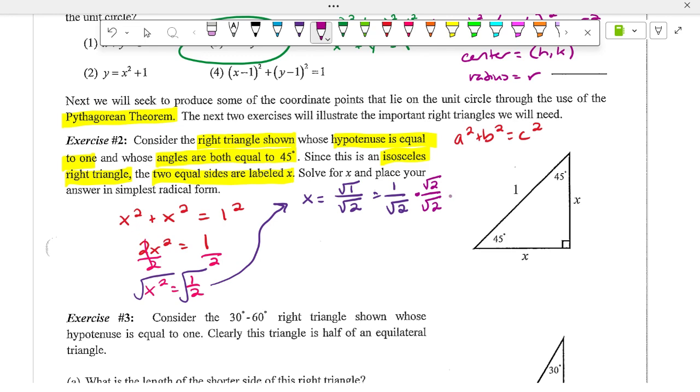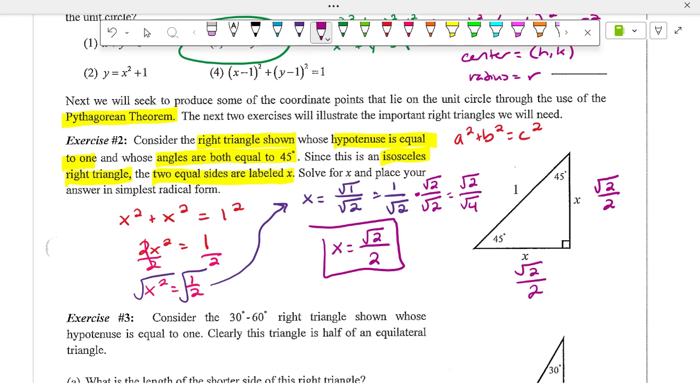So, what's 1 times the square root of 2? Square root of 2. What's square root of 2 times the square root of 2? Square root of 4. You just multiply the two numbers underneath. So finally, we keep square root of 2 on top. And what's the square root of 4? 2. So x is equal to the square root of 2 over 2. So this would be the square root of 2 over 2. This would be the square root of 2 over 2.